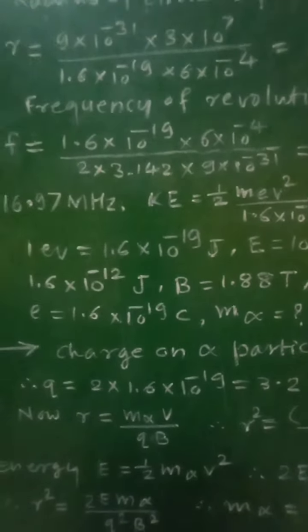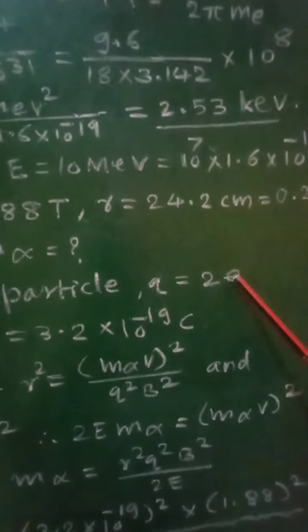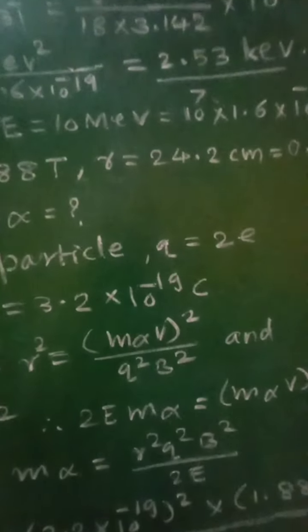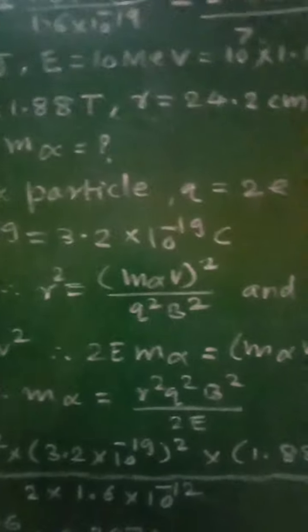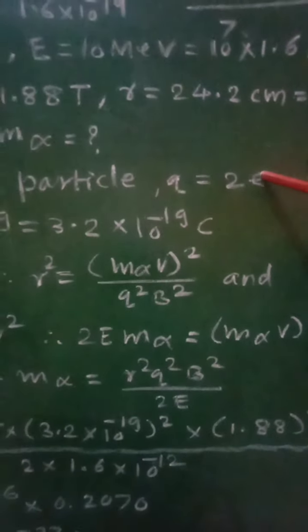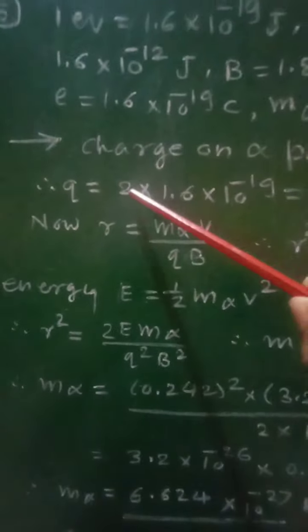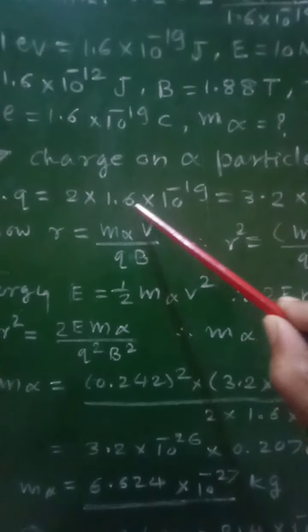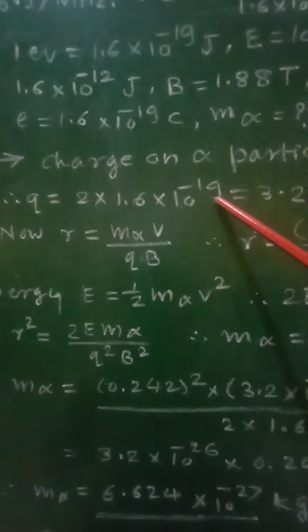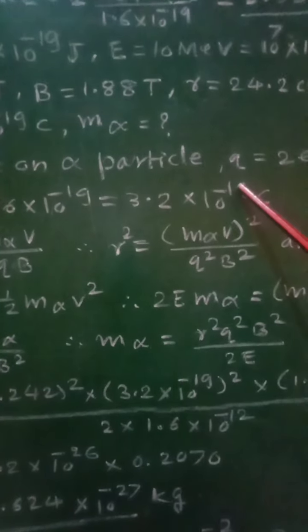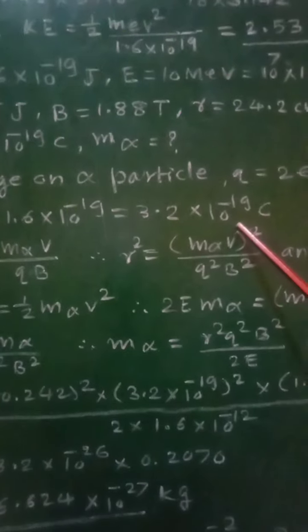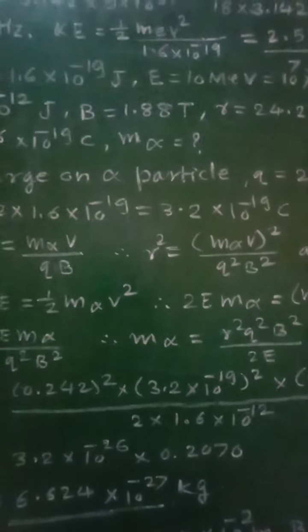So in the solution we can say that charge on alpha particle Q is equal to 2e. It is twice of charge on the electron. So charge on alpha particle is equal to 2 times charge on electron, that is 2e, and therefore Q will be equal to 2 into 1.6 into 10 raised to minus 19, which comes out to be 3.2 into 10 raised to minus 19 coulomb. So this will be the charge on the alpha particle.